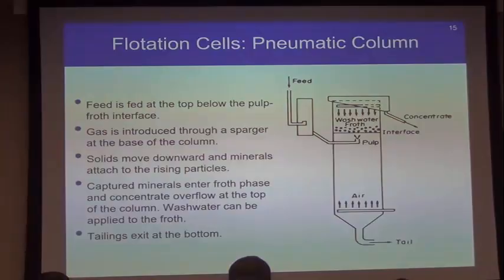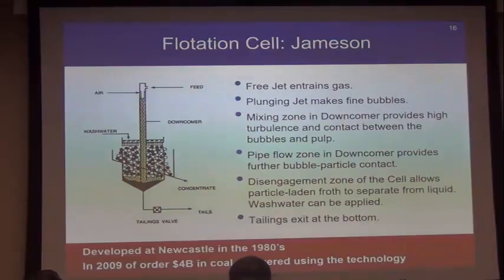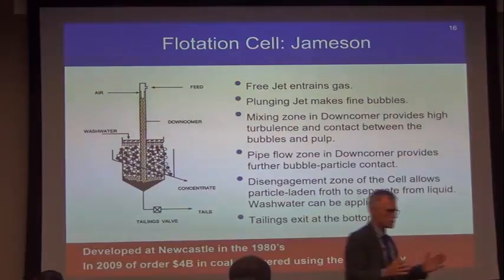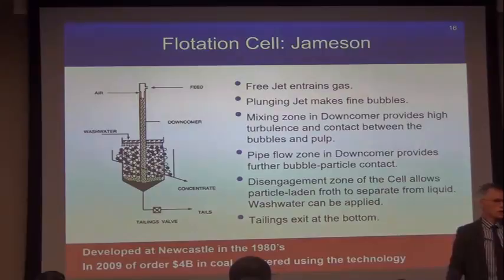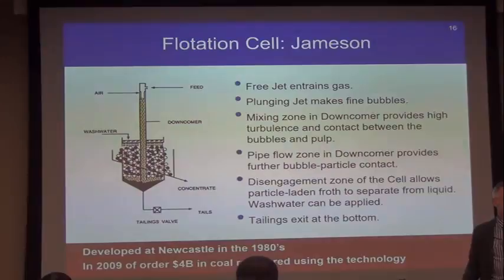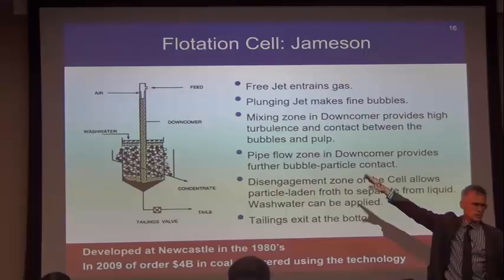In about 1990, when I did my PhD with a Jamison cell, it was a downflowing system because through surveys we realised that the best way to recover these particles is to use small bubbles and to have high contact. So with traditional bubble columns, you're limited by the rise velocity of the bubbles. If the bubbles were too small, they wouldn't rise and they'd be carried down. This system generates bubbles with a high velocity jet. High velocity, I mean 15 metres per second, so it's not that high.